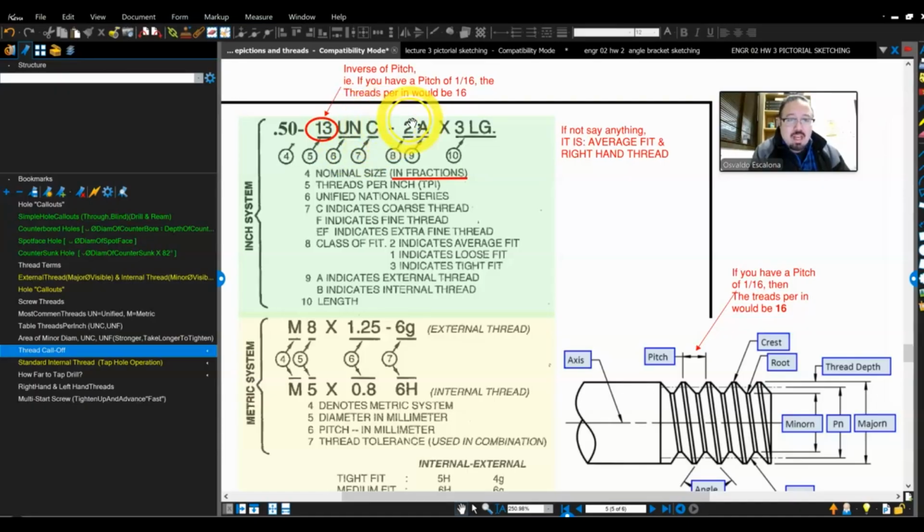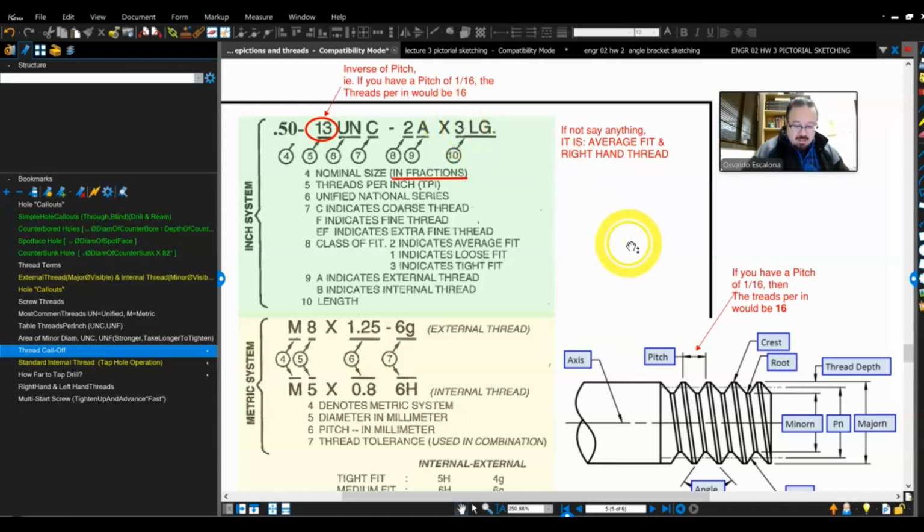Then you put another dash, and then you indicate the class of fit. So you can do class number 2, number 1, or number 3. You have the loose fit and the tight fit, but the average will be number 2. Most likely, every time you go to the hardware store, you will get the number 2. If I don't call it out or I don't tell you anything and I tell you to call it out, you will put the 2. Then you will have the A. The A indicates external. For example, this is a bolt, it's an external thread, so you will put an A. If you want a hole that has an internal thread, you will call out a B.